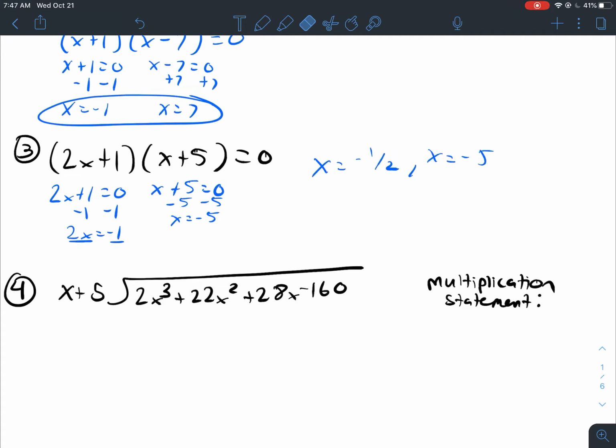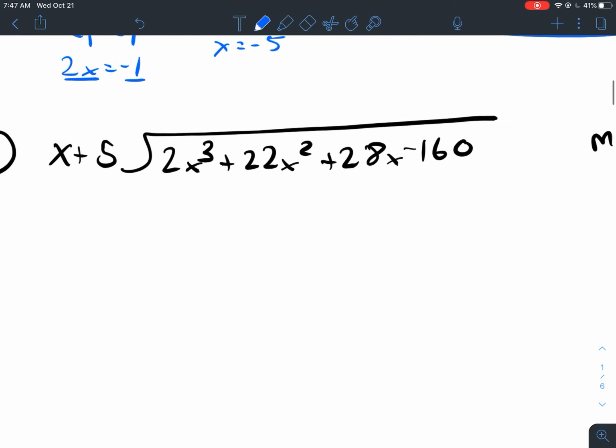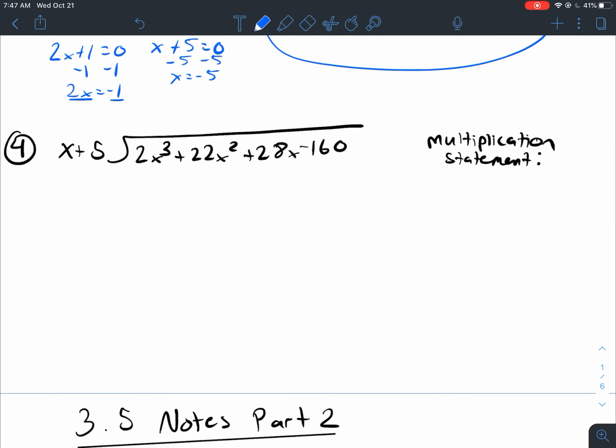I'm going to move this so I've got space to do my next problem. Those would be your answers there. All right. So now we've got another division problem. One thing I wanted to point out: on the ready, set, go, you're asked to give a multiplication statement. So I'm going to explain how to do division again, and then I'm going to show you what they mean by a multiplication statement, okay?